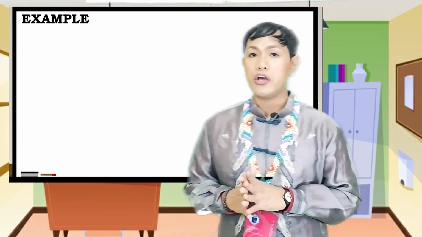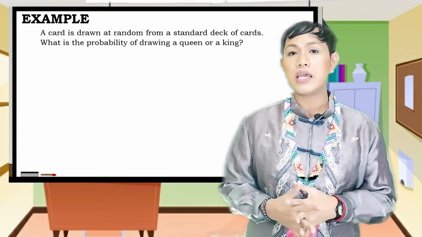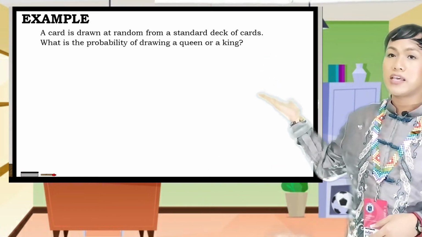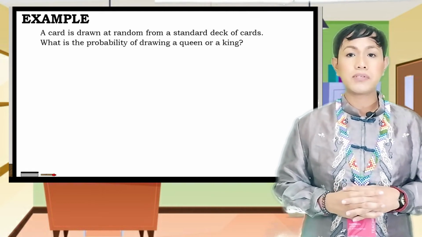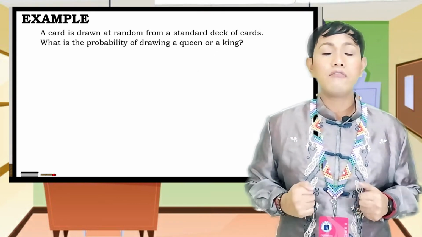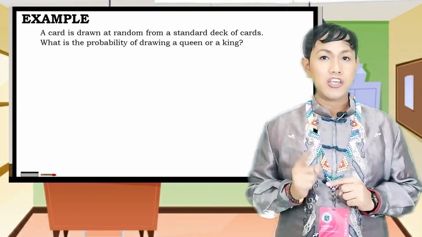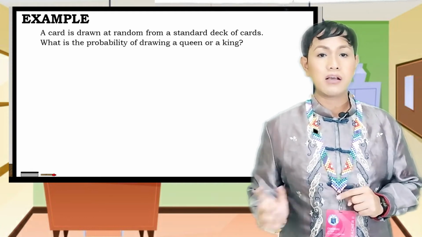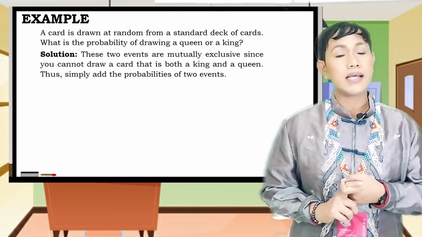Let us now proceed to another example. For us to fully understand what these mutually exclusive events are in contrast to inclusive events, think about this particular problem. A card is drawn at random from a standard deck of cards. What is the probability of drawing a queen or a king? I know for a fact that you guys are very much familiar with a standard deck of playing cards. Solution: these two events are mutually exclusive.